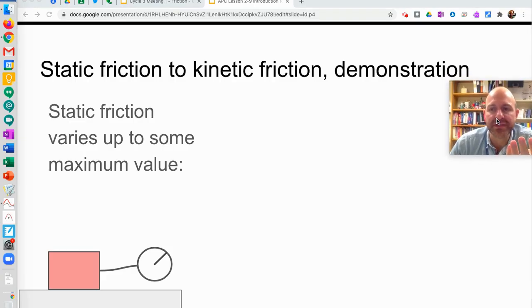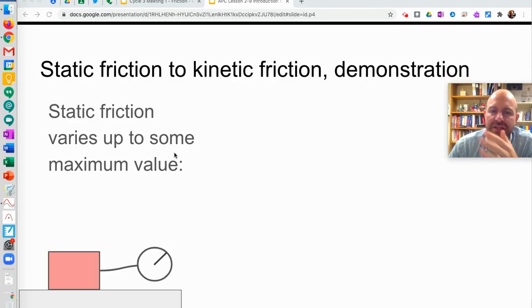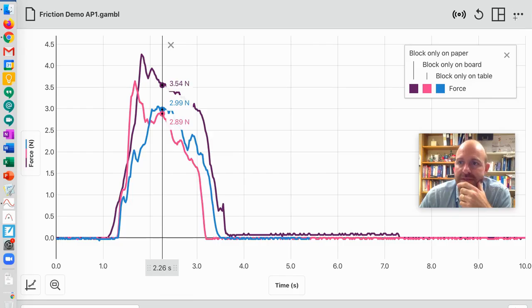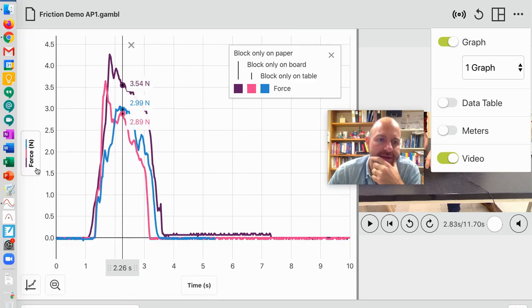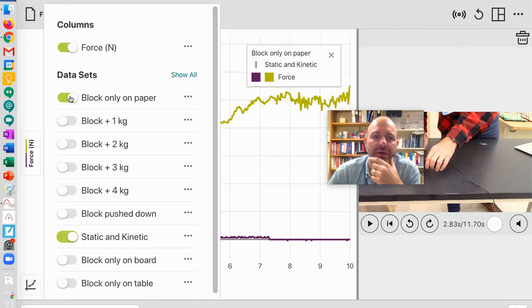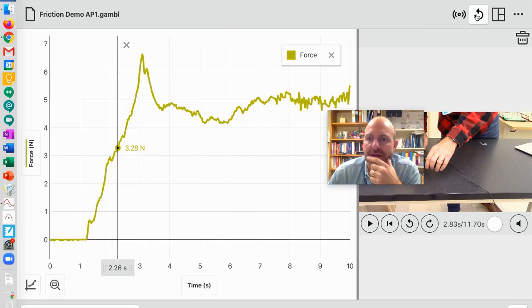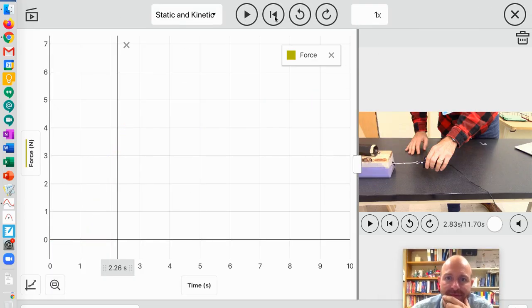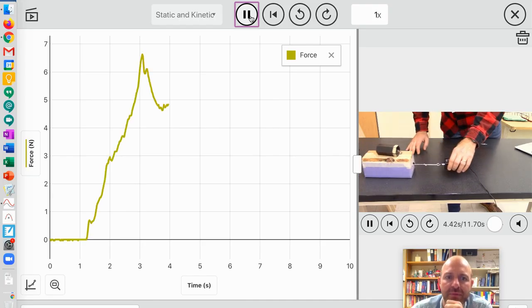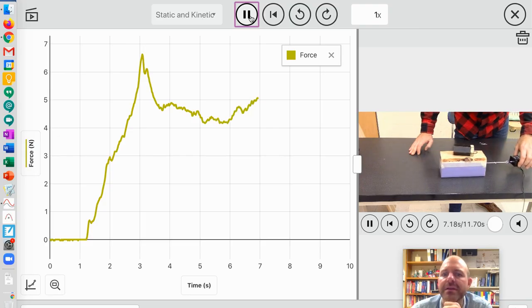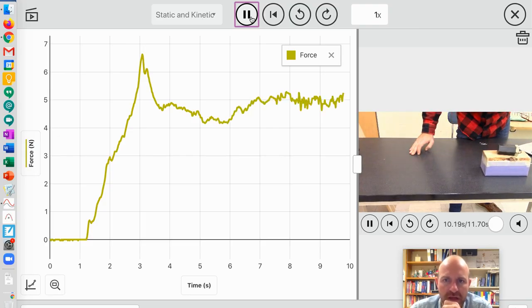So I want to demonstrate this as well. Static friction varies up to some maximum value and then drops off. So if I go back to my graph that we were looking at earlier, and this time I'm going to bring back our video. This is a video of me dragging the block across a surface. Specifically, it's this one I've called static and kinetic. We can take a look at a replay of what happens when we drag this block. So we can watch this. I'm pulling on it and it's getting stronger, then it breaks free, and I get a relatively constant force as I'm pulling it along.